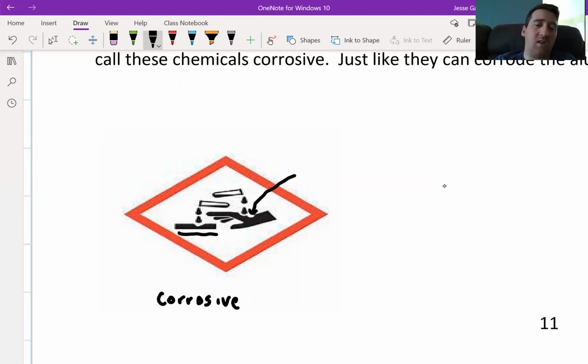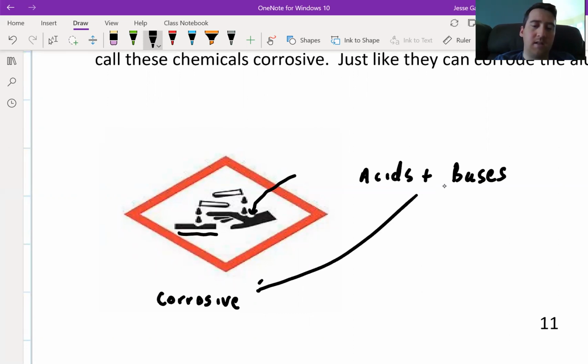Acids and alkalis, or acids and bases. Acids and bases are corrosive. Okay, so acids and bases are corrosive. That's the first thing to know.